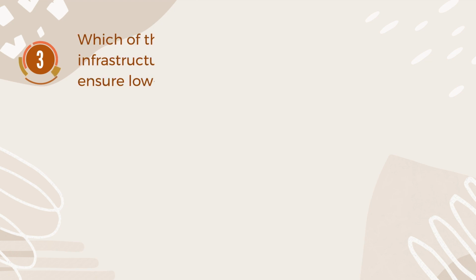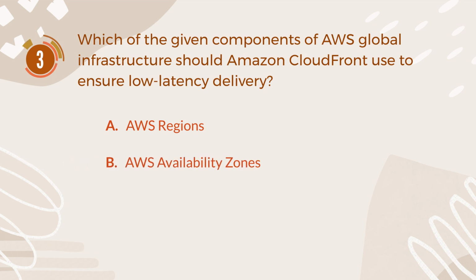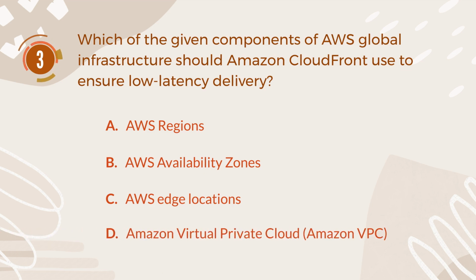Number 3. Which of the given components of AWS global infrastructure should Amazon CloudFront use to ensure low latency delivery? A. AWS regions. B. AWS availability zones. C. AWS edge locations. D. Amazon Virtual Private Cloud, Amazon VPC. The correct answer is C.